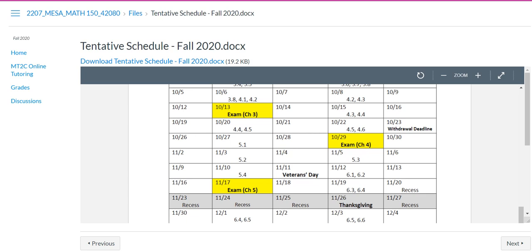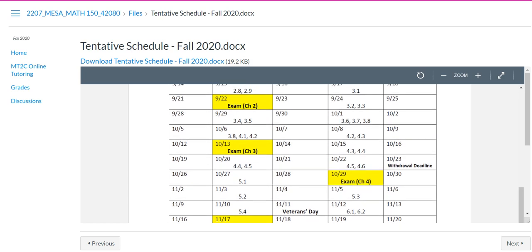I want to point out an important date here. This is the withdrawal deadline, October 23rd. So beyond this date, no student can withdraw from the course. We must assign a letter grade to the student.